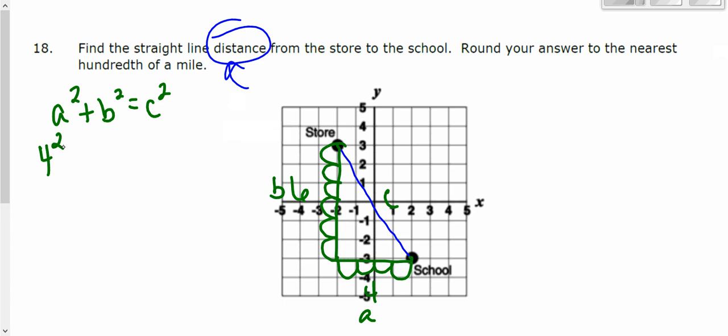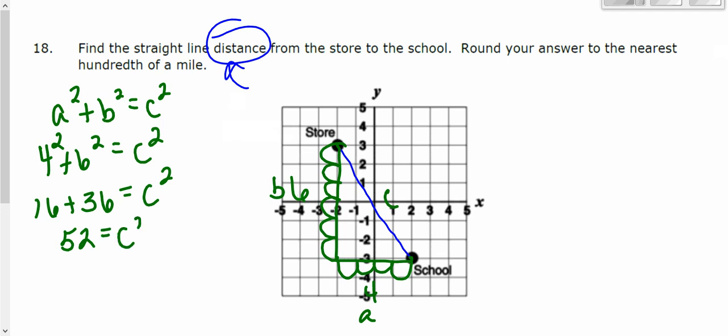So 4 squared plus 6 squared will give me c squared. 16 plus 36. 16 plus 36 is 52. And that's my c squared. So I need to find the square root of 52, which will give me c. The square root of 52 is 7.2.